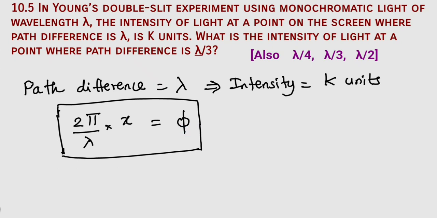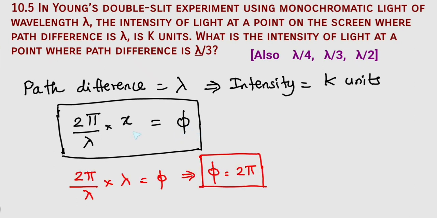So for the given path difference, that is lambda, we have to substitute lambda first of all to know this phase difference. See, I have substituted this path difference value lambda. So lambda goes off. So it's very easy. So the phase difference is 2 pi. When the path difference is lambda, the respective phase difference is 2 pi.